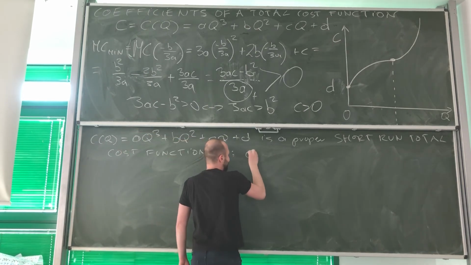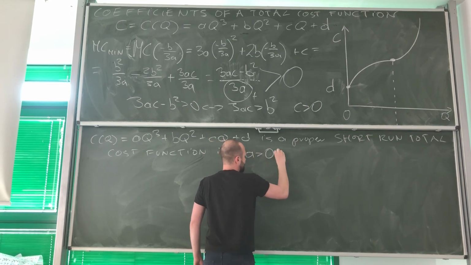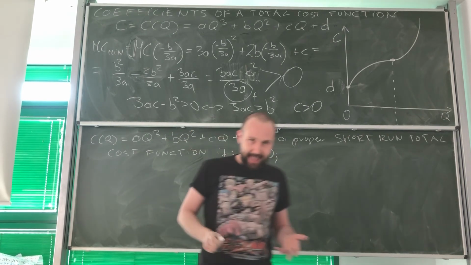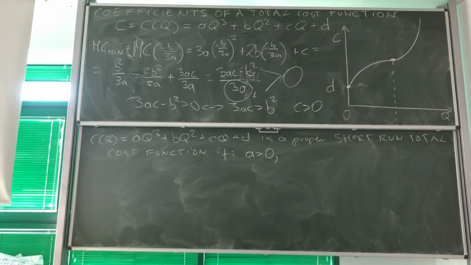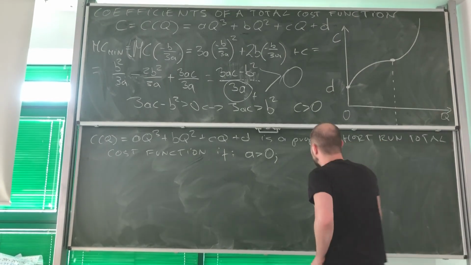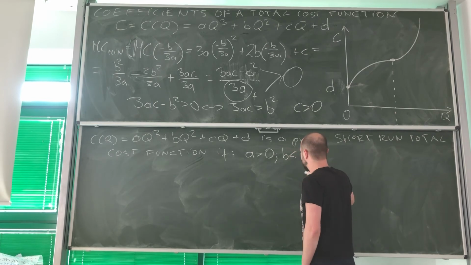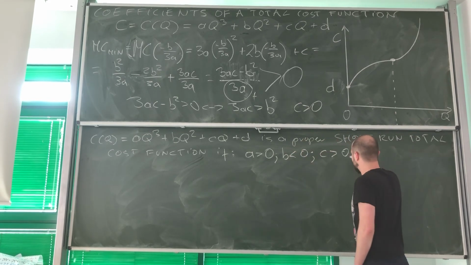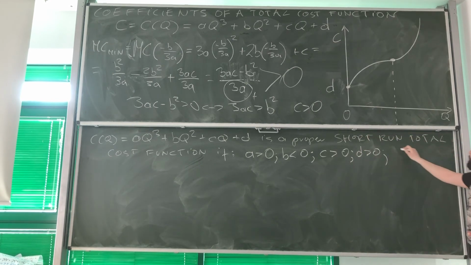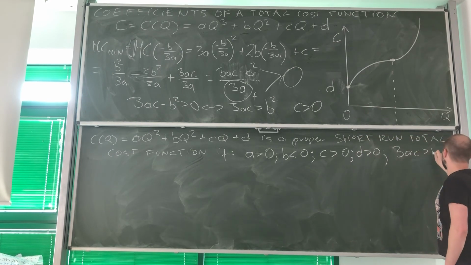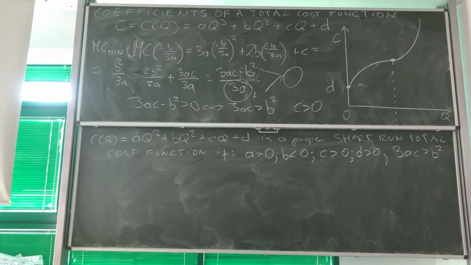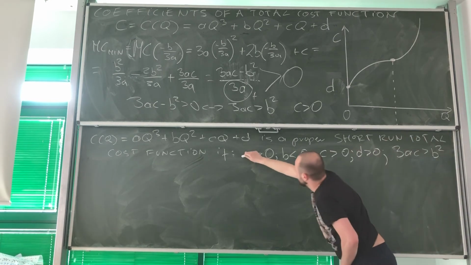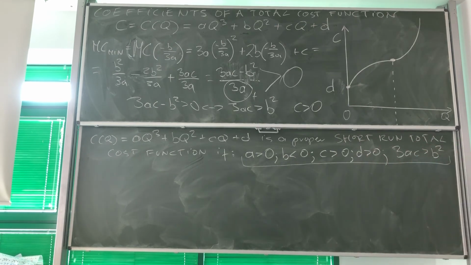A is bigger than 0 and B needs to be smaller than 0, C needs to be bigger than 0, D needs to be bigger than 0, and 3AC needs to be bigger than B squared. If those conditions are fulfilled, we have a proper short-run total cost function.